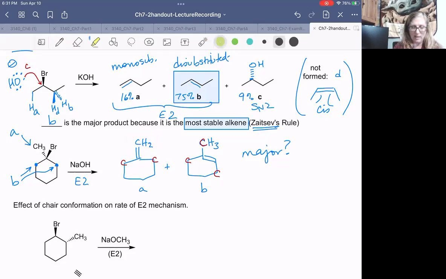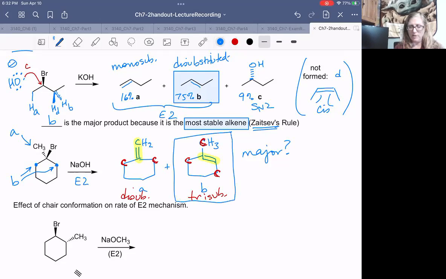So again, focusing on the carbon-carbon double bond. Here's the carbon-carbon double bond. You're asking how many carbon groups are attached to the double bond. So you have to be careful as you're not counting the 2 carbons in the double bond. You're saying how many carbons are attached to the 2 carbons in the double bond. So when we look at this and analyze it, A is a di-substituted alkene and B is a tri-substituted alkene. So which one is major? The tri-substituted, the one with the more alkyl groups, is the major product.